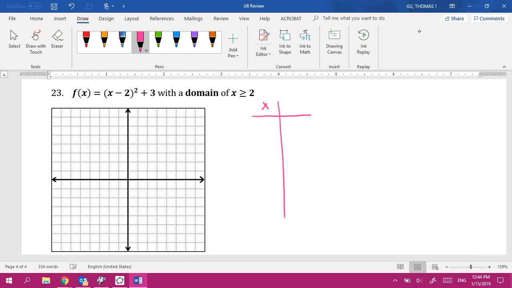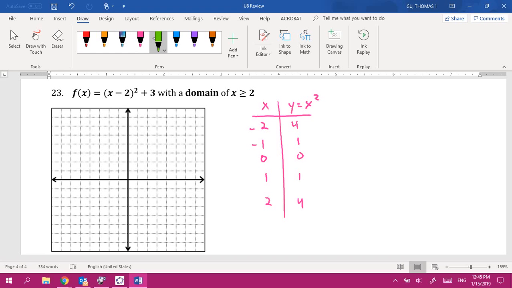What is the parent function for a quadratic, which is x squared? 0, 0, 1, 1, 2, 4, right? In the other direction? Negative 1, 1? Negative 2, 4. Good, so that's the parent function. Now we need to see how it moved to actually graph this original f of x.